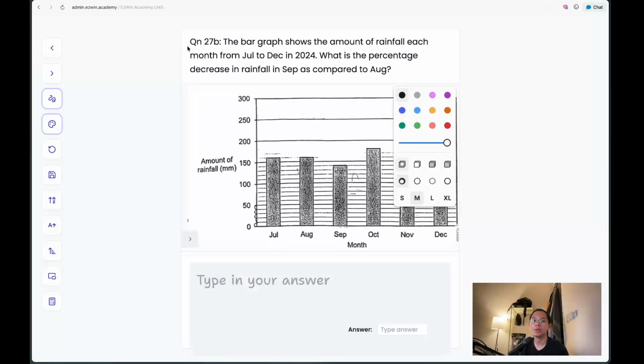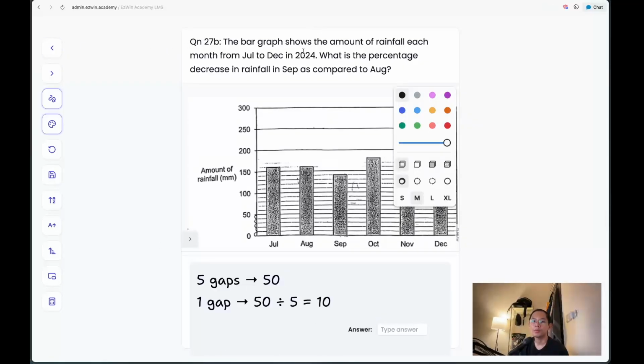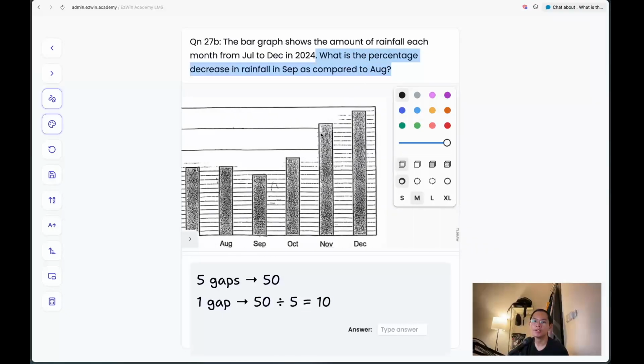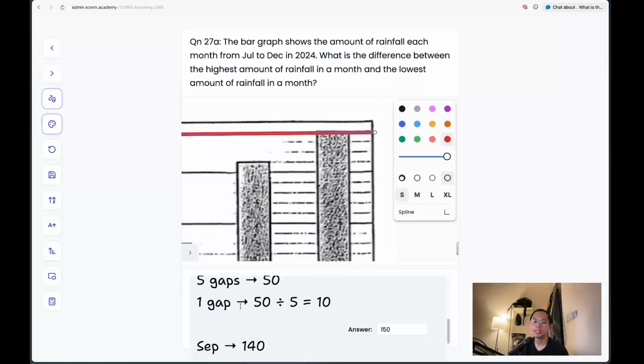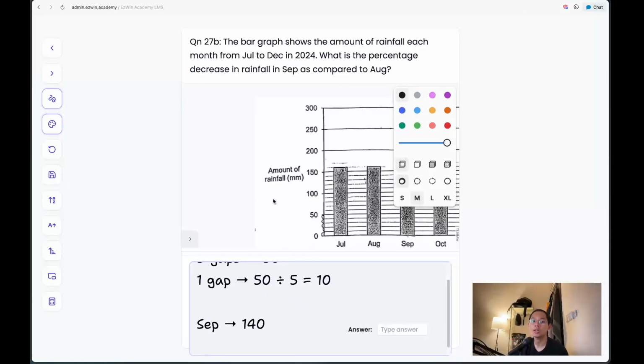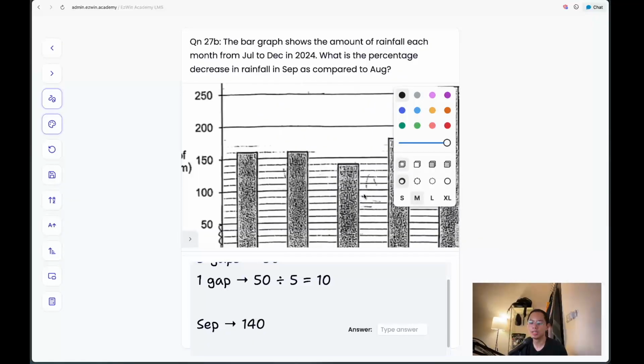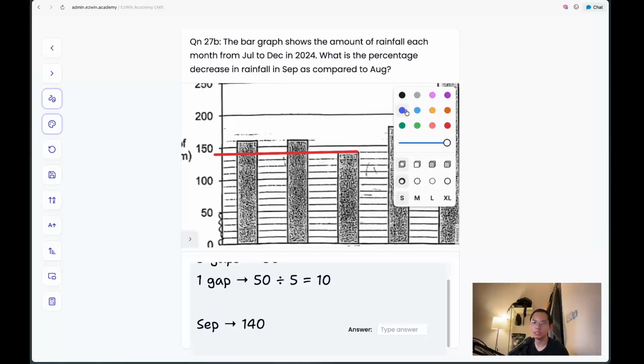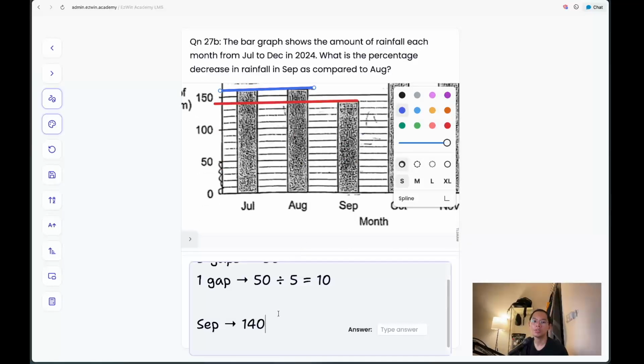Okay, so for question 27b, what is the percentage decrease in rainfall in September compared to August? So we know that September is 140. So we want to know August as well. Let me just highlight September again, a little bit bigger. Okay, and we want to highlight August. We use another color for August. August is 1 line above 150. So August is 160.